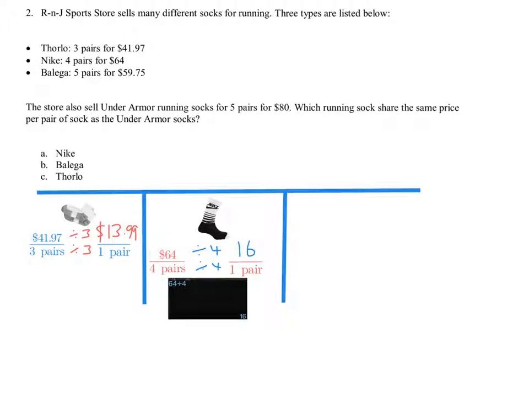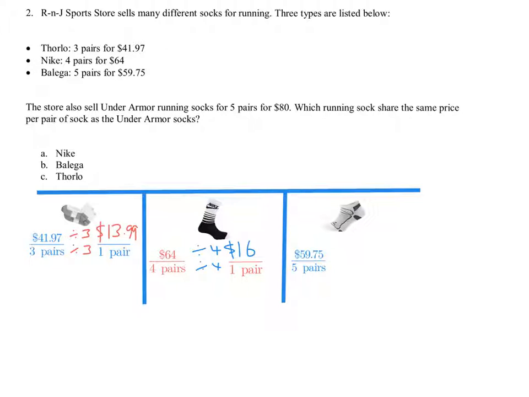So we know that Nike socks cost $16 per 1 pair. Alright, now we have one more to go. We're going to do the Balega socks, and let's see how much they will cost for 1 pair. So let's set up the original ratio. That is $59.75 for 5 pairs. And now let's figure out what the unit rate would be for 1 pair.